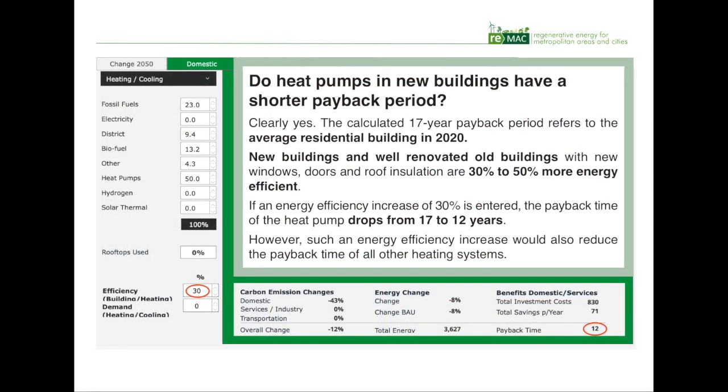Do heat pumps in new buildings have a shorter payback period? Clearly yes. The calculated 17 years payback period refers to the average residential building in 2020. New buildings and well-renovated old buildings with new windows, doors and roof insulation are 30 to 50% more energy efficient. If an energy efficiency increase of 30% is entered, the payback time of the heat pump drops from 17 to 12 years. However, such an energy efficiency increase would also reduce the payback time of all other heating systems.